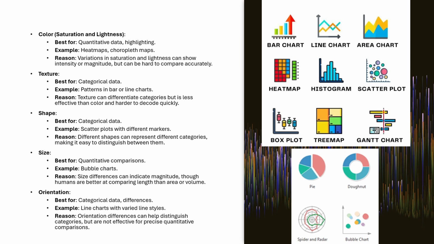Then finally, orientation. Again, it is best for categorical data or showing a difference. A line chart with varied line styles is one of the best examples for orientation. For example, if the lines are oriented in an upward direction, the magnitude is increasing; if in a lower direction, the magnitude is decreasing, like that. Especially in categorical data, orientation differences can help distinguish categories, but it is not effective for precise quantitative comparison.